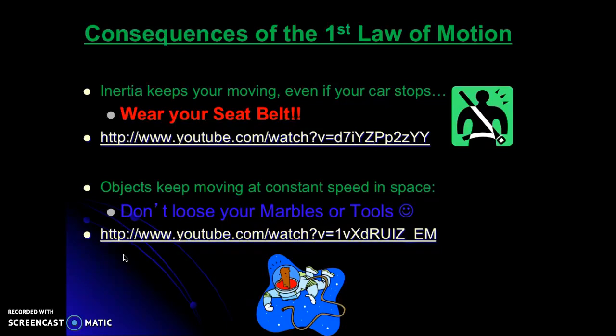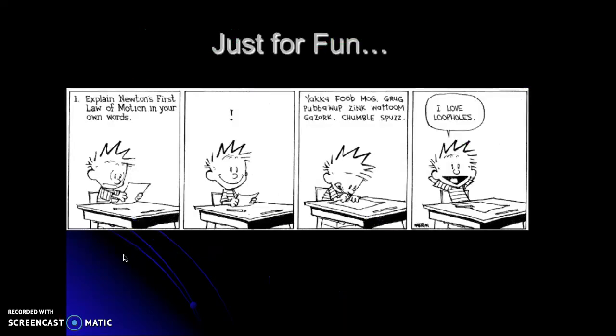In space, where there's nothing to act upon an object, once it's pushed in the vacuum of space, it continues to keep moving. So you'll see in this video the astronaut did not tie down the tool bag that she's working with, and the tools continue to move because she gave them a push in one direction, and because they have inertia, nothing is going to stop them from moving. So please watch these two videos. They're great examples of Newton's first law of motion. And a little comic just for fun.